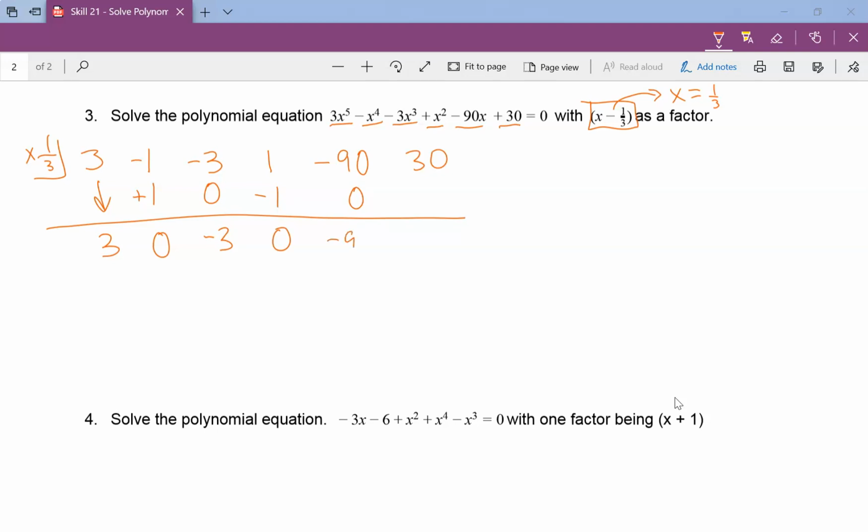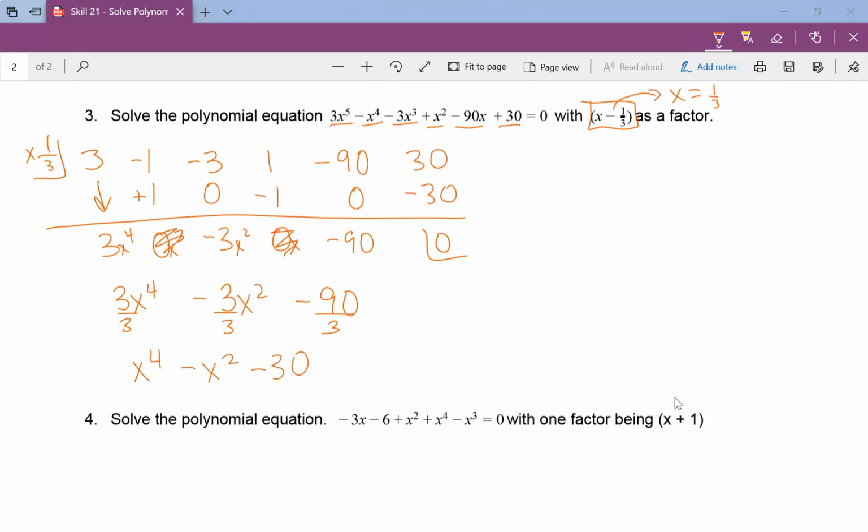And then we get 0. And then we get negative 30. Okay, so this gives us 3x to the 4th minus 3x squared minus 90. Okay, remember this becomes x to the 4th. But I don't need to write my 0 terms in there. Okay, so we're going to factor this in the same manner that we did before. I could divide everything by 3. So I'm going to get x to the 4th minus x squared minus 30.